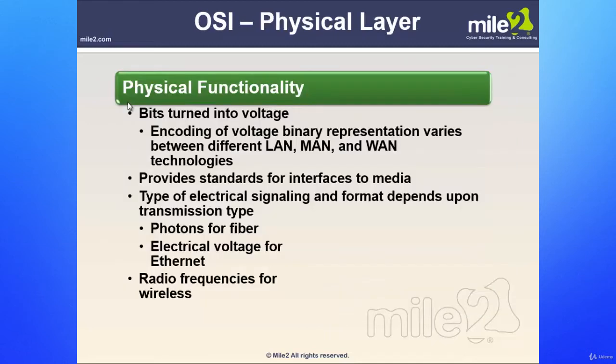Then we have the physical layer. The functionality here turns bits into voltage. The encoding of voltage and binary representation varies between your LAN, MAN, and WAN, as in local area, metropolitan area, and wide area network technologies. Right? That provides standards for interfaces to media, types of electrical signals, and formats depending upon the transmission type. We can do photons for fiber, for instance, electrical voltage for Ethernet, and so forth. Right? Radio frequencies for wireless as well. There it is, your 7 layers.